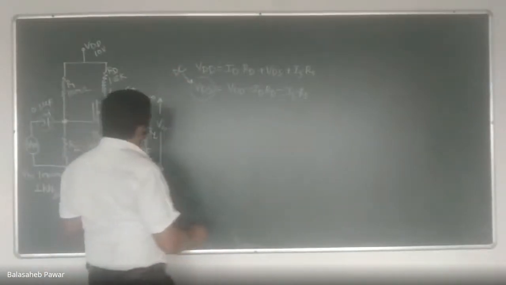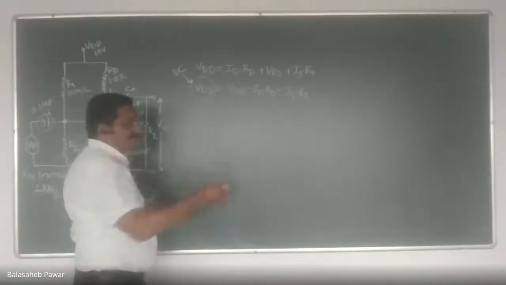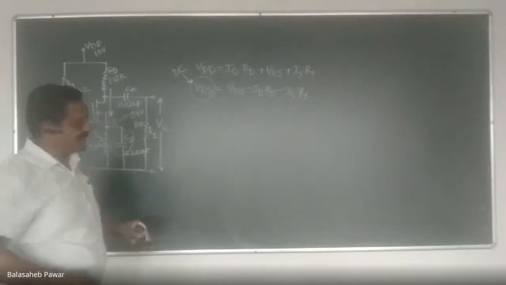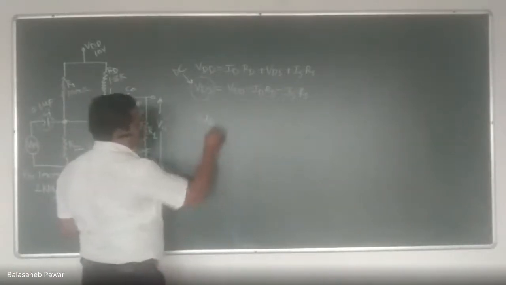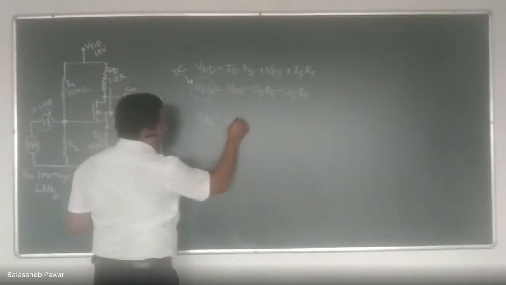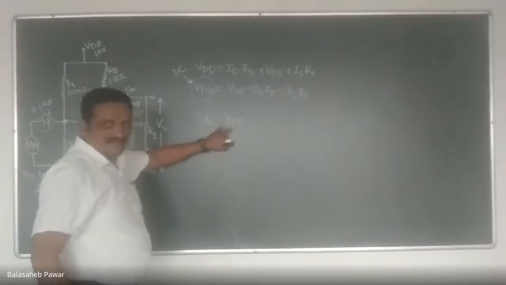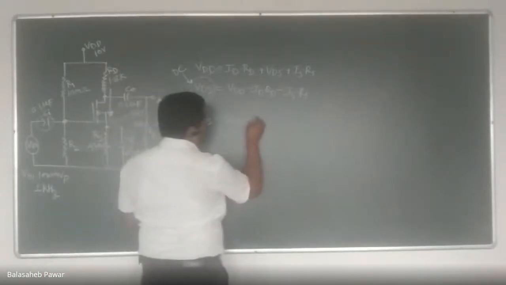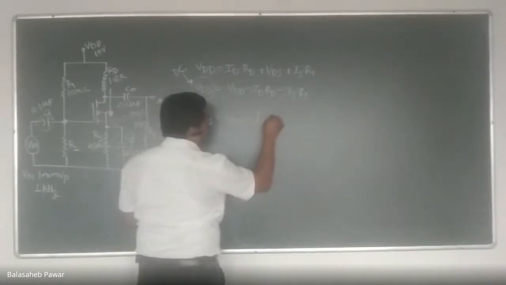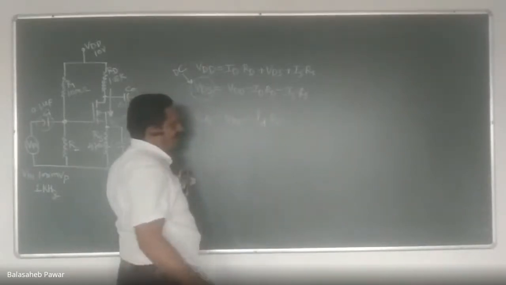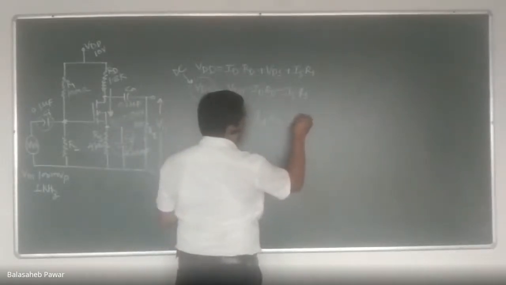If I want to find the same voltage but as the AC output voltage, I will write it with small letters. vds equals VDD, which will remain as it is. Don't write it with a small letter because it is a DC source. VDD minus id, now with small letters, into RD, which will remain capital because it is the resistance, minus is into RS.